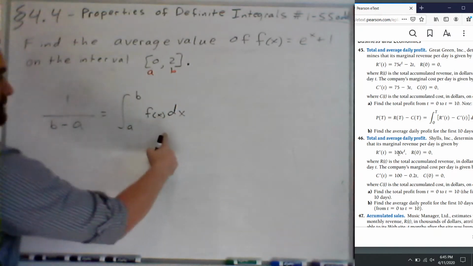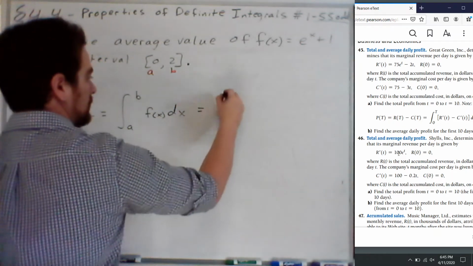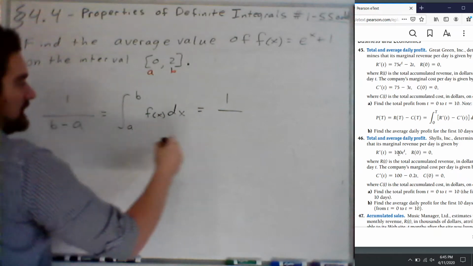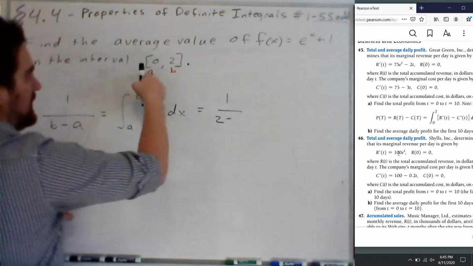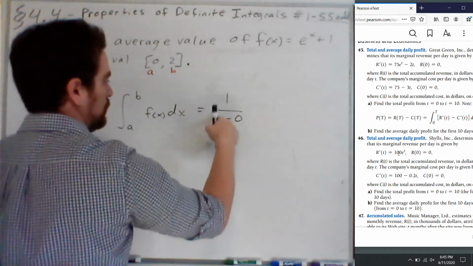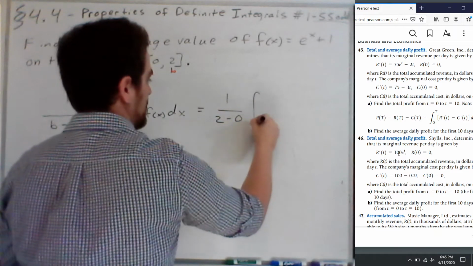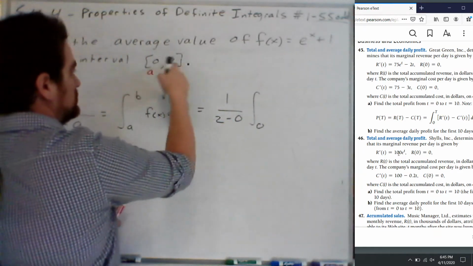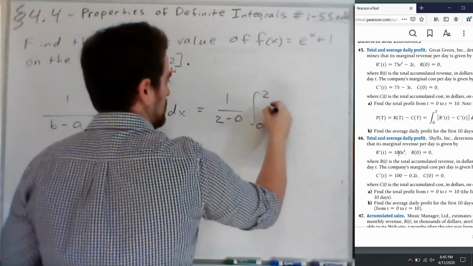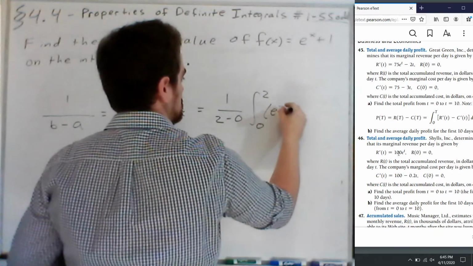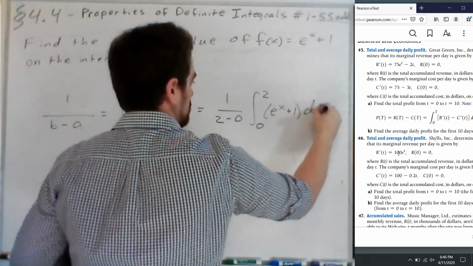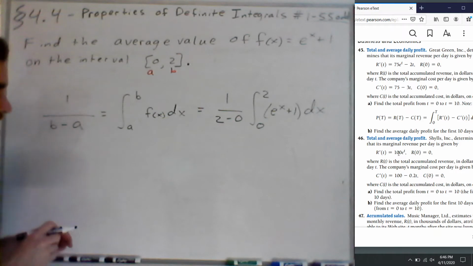This is our average value formula, if you will. So it's 1 over B, in this case it's 2, minus A, in this case it's 0. So it's 1 over 2 minus 0, that's a half. And then I integrate from 0 to 2. My function is e to the x plus 1, and I integrate that with respect to x.